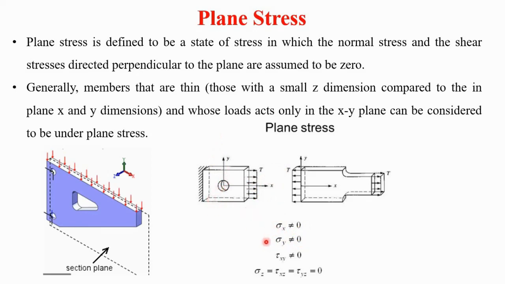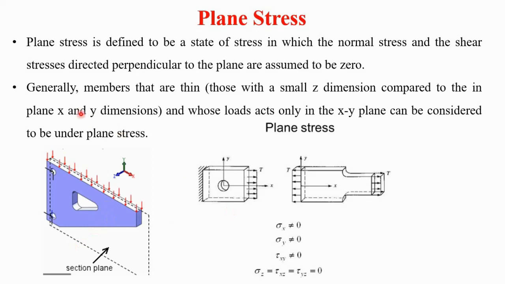as well. And tau xy is also not equal to 0, but sigma z, tau xz and tau yz are equal to 0. So that means the stress along the z axis is 0. Again here also, it is the same: tensile stress along the x axis and y axis is present, but stress along the z axis is absent here. That means the stress perpendicular to this plane is 0. So this is the elemental section plane which is shown here.